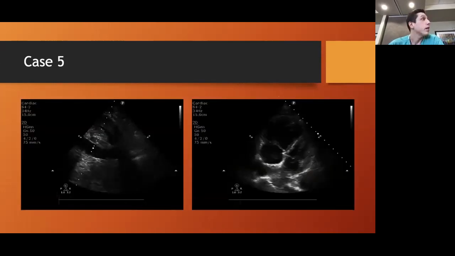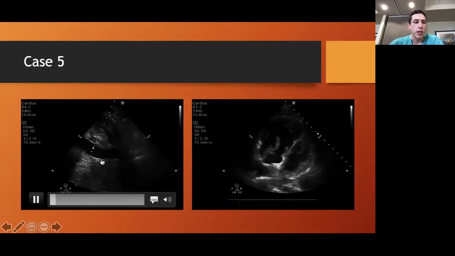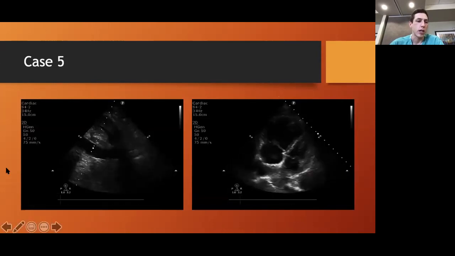You can see the imaging of her IVC on the left. It's greater than 2 centimeters with no respirophasic variation. And remember, she's not intubated, so this is indicative of a CVP of approximately 15.